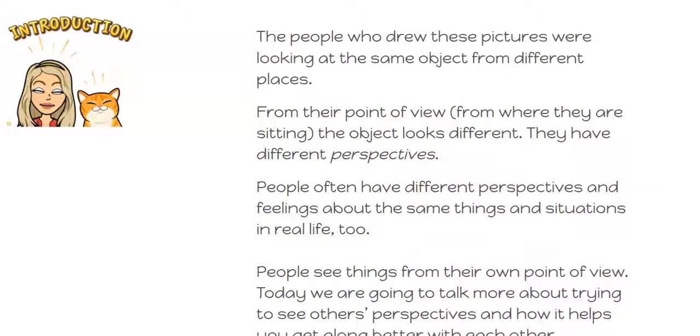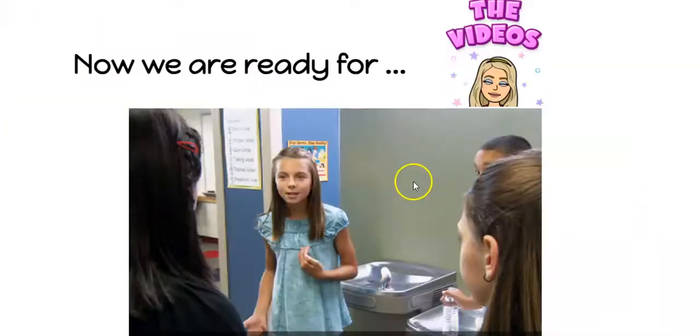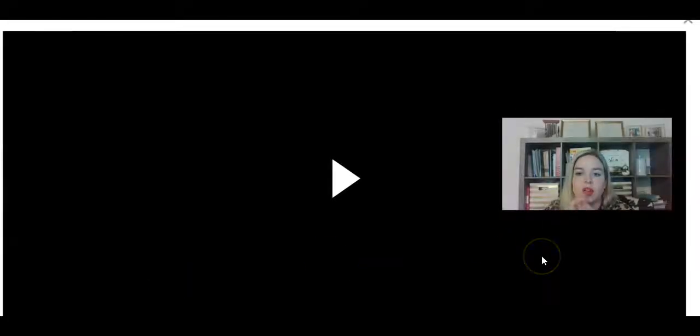So the people who drew these pictures were looking at the same object, and we just talked about that. Now we're going to talk about the videos. We are going to start by taking a look at different perspectives in the story about Lydia and Alexis. We're going to watch the story from Lydia's perspective, and as you watch the story, look for clues that tell you how Lydia is feeling.